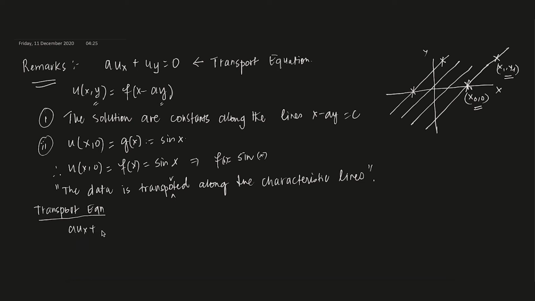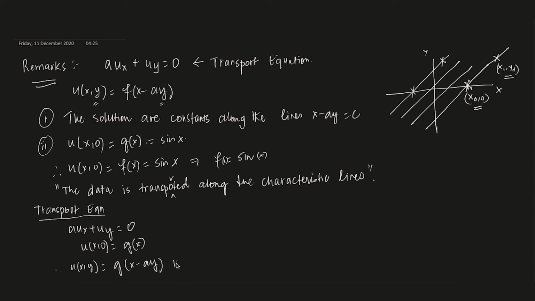Au_x + u_y = 0, and u at the point (x, 0) is something, let's say g of x. I'm putting g of x to be sin x. Let's assume that g of x is sin x. Now you can do the exact same thing, and you can say that u of (x, y) should look like g of x minus ay.